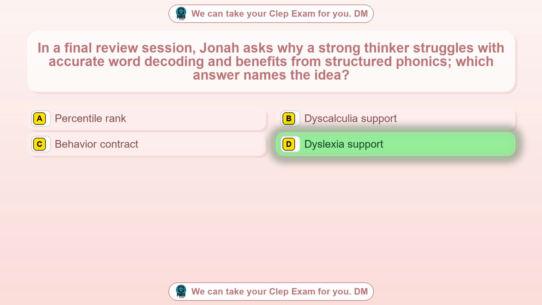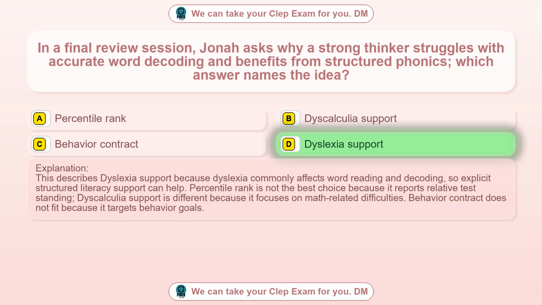Dyslexia support. This describes dyslexia support because dyslexia commonly affects word reading and decoding, so explicit structured literacy support can help. Percentile rank is not the best choice because it reports relative test standing. Dyscalculia support is different because it focuses on math-related difficulties. Behavior contract does not fit because it targets behavior goals.